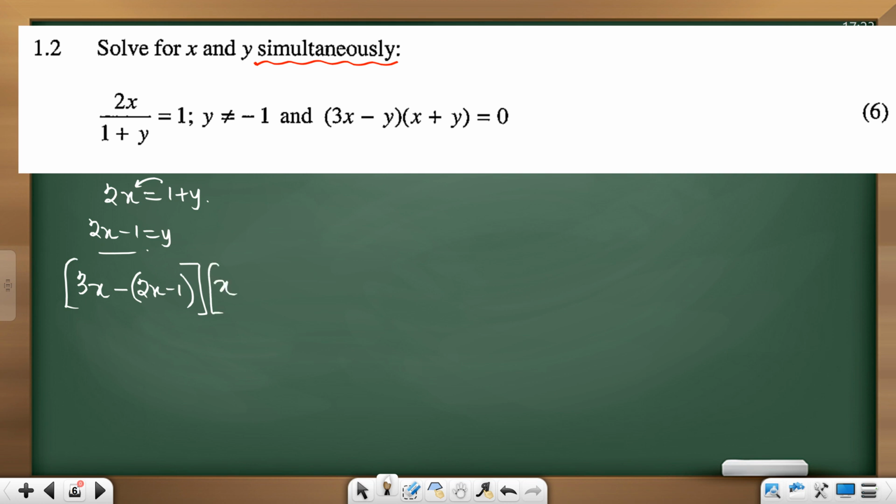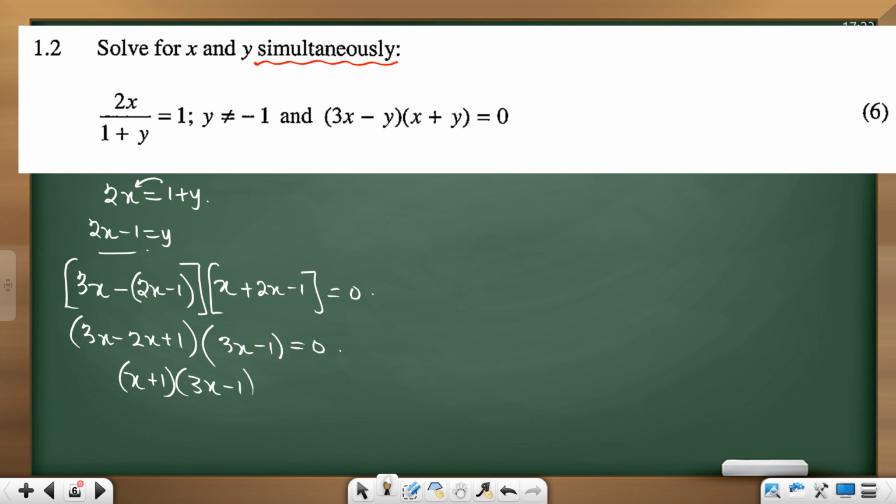Then what do we have? x. What is my y? 2x minus 1 equals what? 0. I think we can simplify now. 3x minus 2x plus 1. What is x plus 2x? 3x minus 1 equals what? 0. What is this? x plus 1. All right, please, again here, don't expand this bracket. Why? These things are already equal to 0. Don't waste time expanding. Just know that x plus 1 equals 0. x equals what? Negative 1.